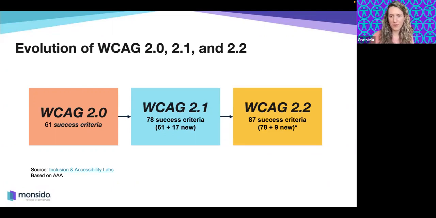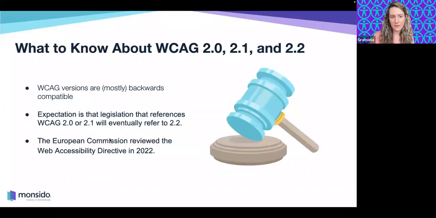And if we move on to the next slide, the good news about all those new versions and releases is that mostly, in brackets, all those versions are backwards compatible, which means if you have already complied with 2.1 or with 2.0, you mostly are going to be compliant with 2.2, just adding those new criteria.